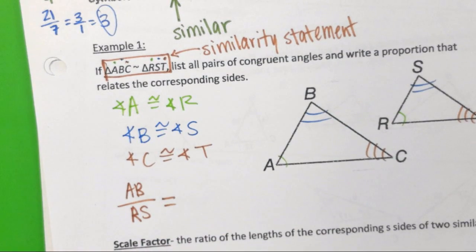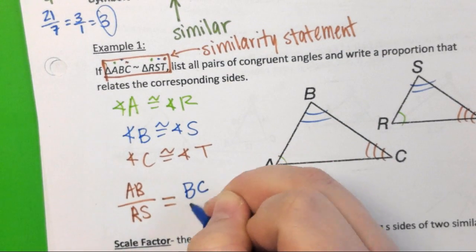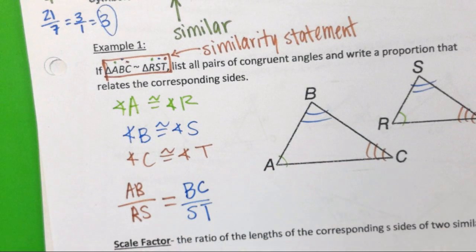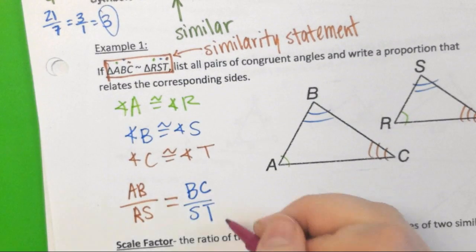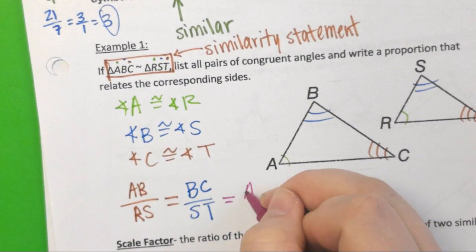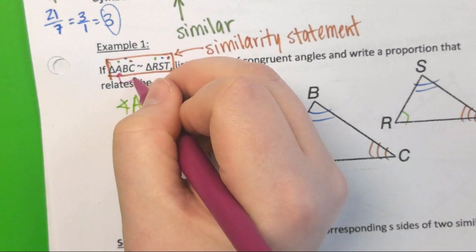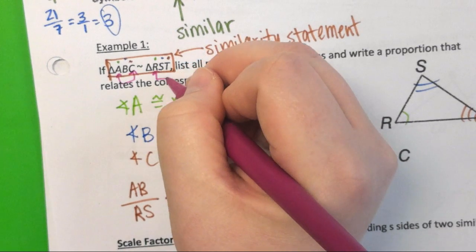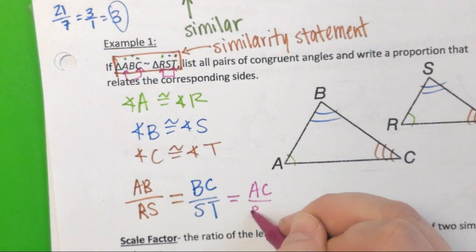I know that BC is supposed to go with ST. Yes, they're both the 2 and 3 rainbow side, but BC, ST, they're also the last two letters in that congruent statement. Similarity statement, not congruent. And then if I do AC, first and last letter, it makes sense it goes with RT, the first and last letter.